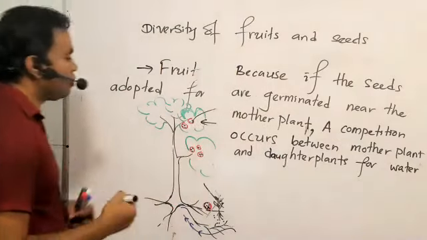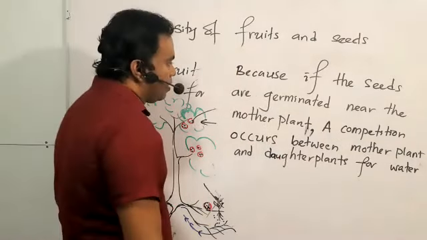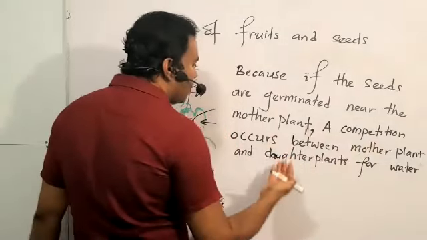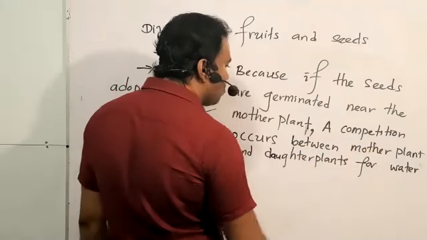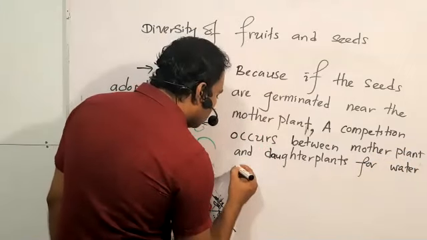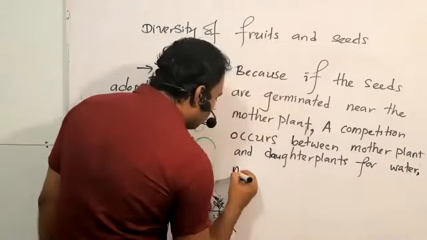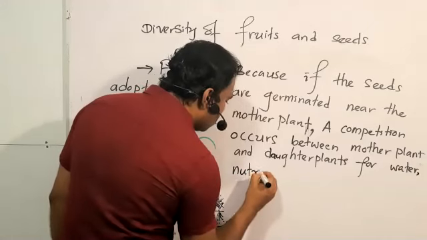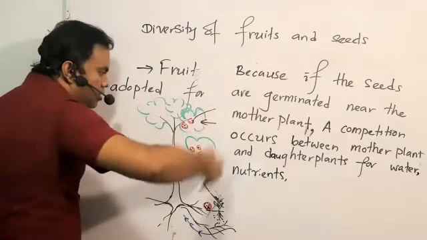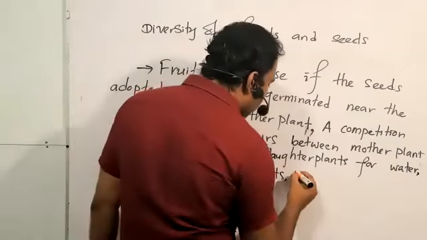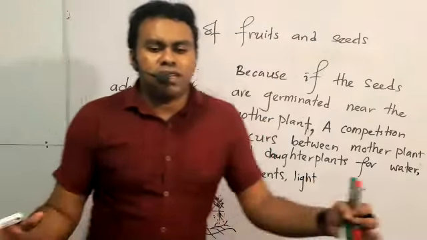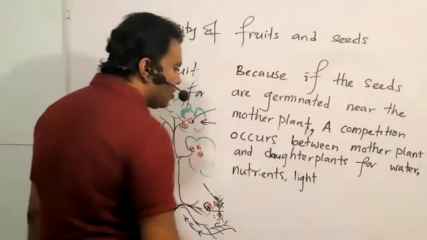But in the plants world, that depends. Okay, because the seeds are germinated near the mother plant, a competition occurs between the mother plant and daughter plants for water, nutrients. What about next? For light. Light, another one is space. Light and space.